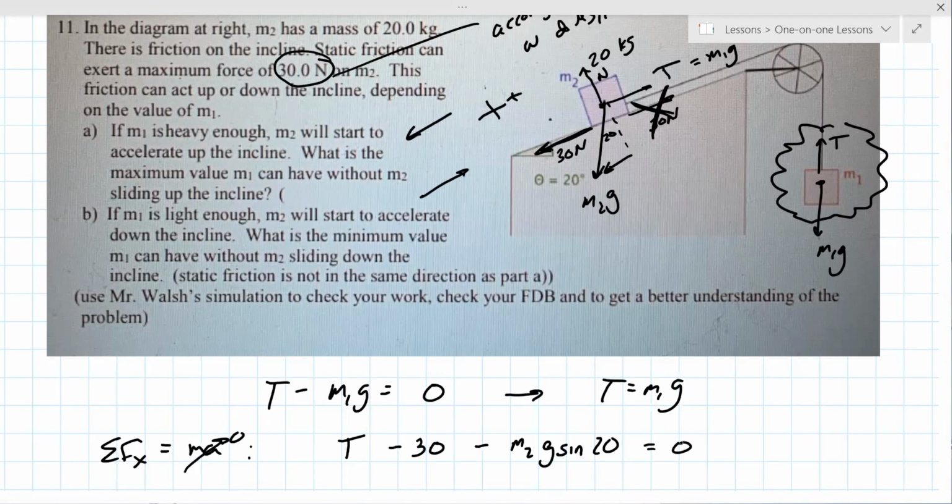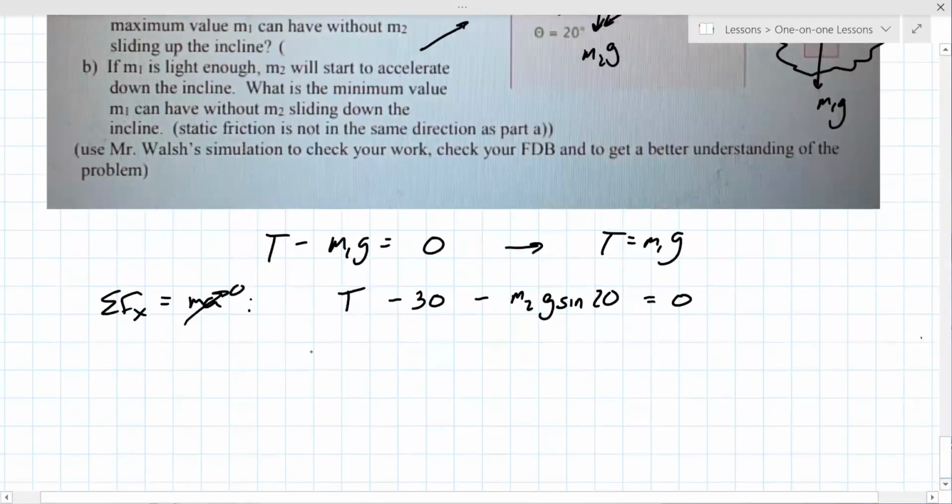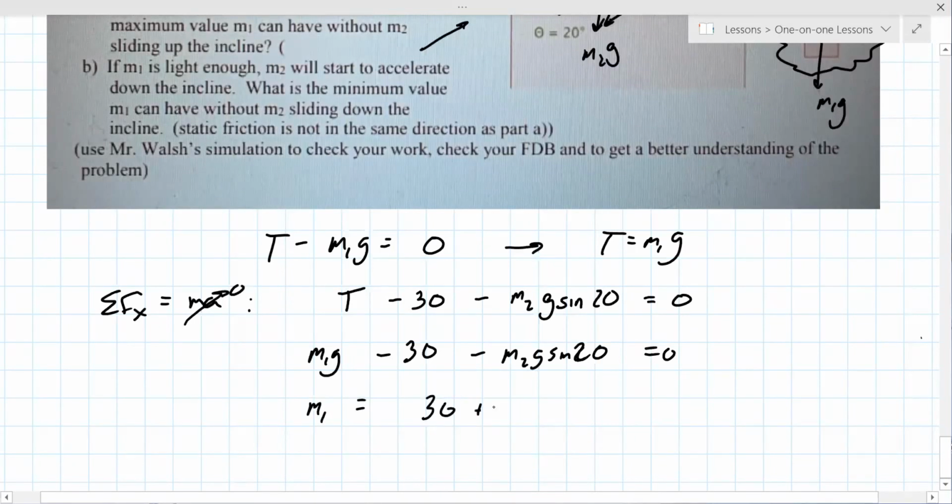Are we solving for tension here again? No, we have tension. Tension is M1G. So we can say M1G minus 30 minus M2G sine 20 equals 0. We're trying to find M1 in this case. So M1 equals 30 plus M2G sine 20 all over G.